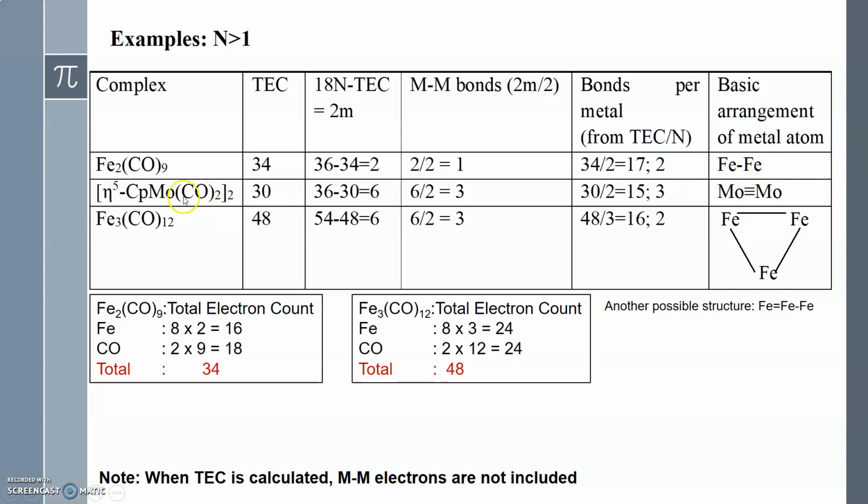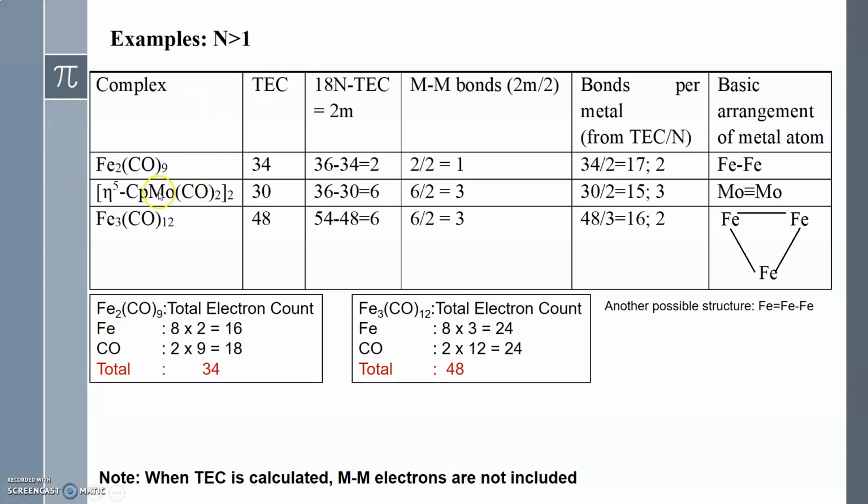Let us take the second example. Now here also the n value is equal to 2. Now this is a cyclopentadienyl ring with the electron count of 5. Molybdenum has the electron count of 6, because it is present in the chromium group, and every carbonyl group has an electron count of 2. So there are 2 carbonyl groups.